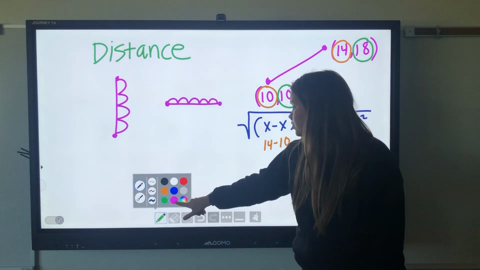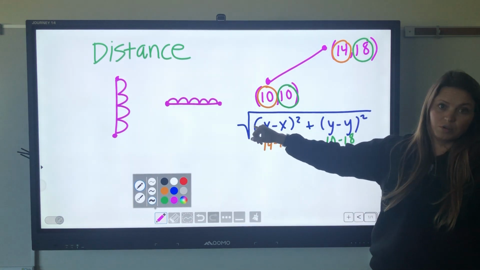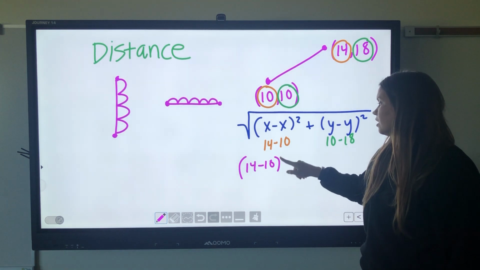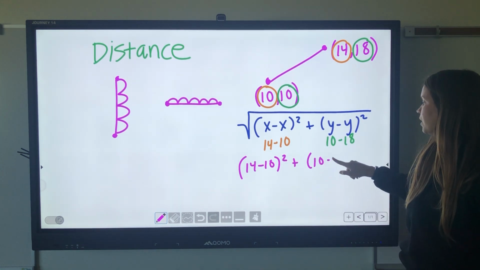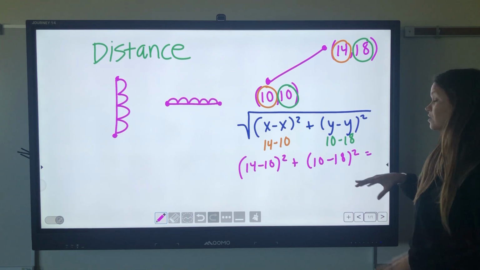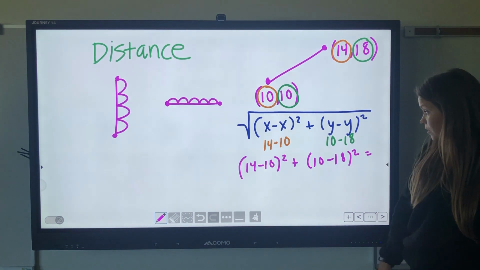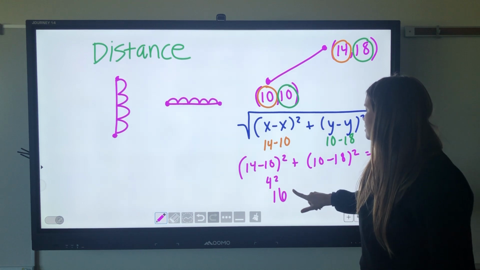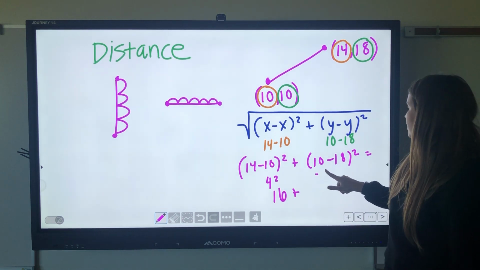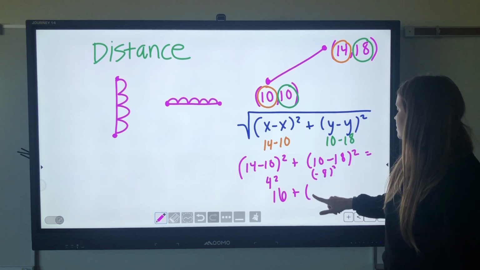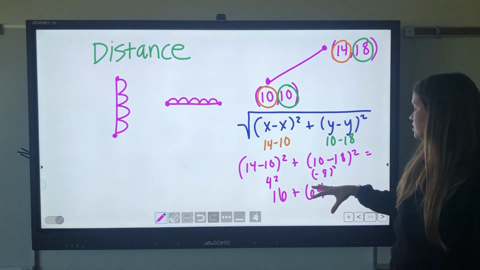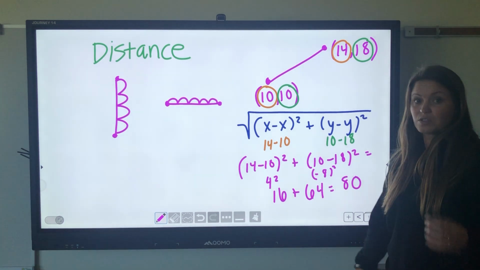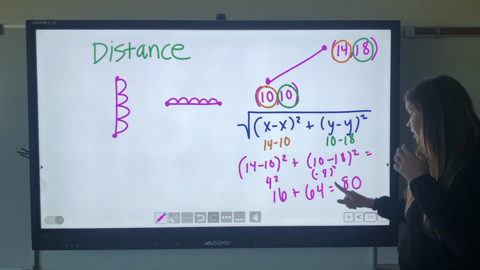But if you're using the Desmos calculator, don't hit the square root till the end. You want to just hit 14 minus 10 squared plus 10 minus 18 squared, and see what that is. Or if you're doing it by hand, isn't that 4 squared, which is 16, negative 8 squared, which is 64. 64 plus 16 is 60, 70, 80. Remember, the answer is not 80. The answer is the square root of 80.